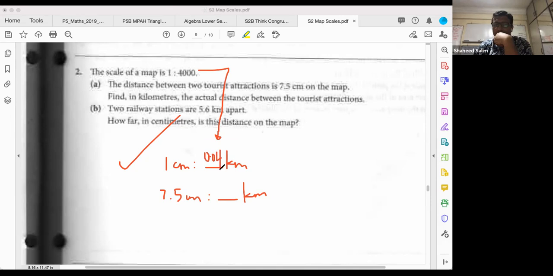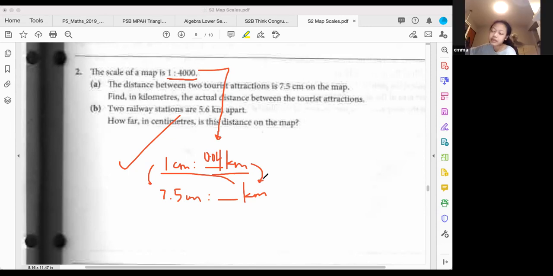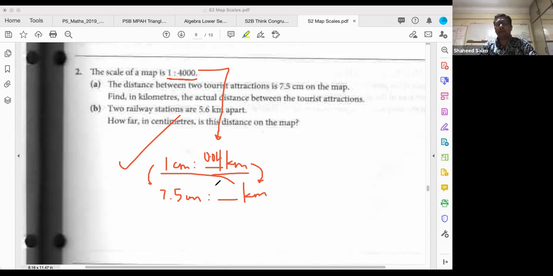So remember, this scale is very important. This scale is the olden day scale. This one is the newer scale. It's so much more convenient. So from here to here, you need to just score the goal now, Emma. 0.3 km. Okay, well done.